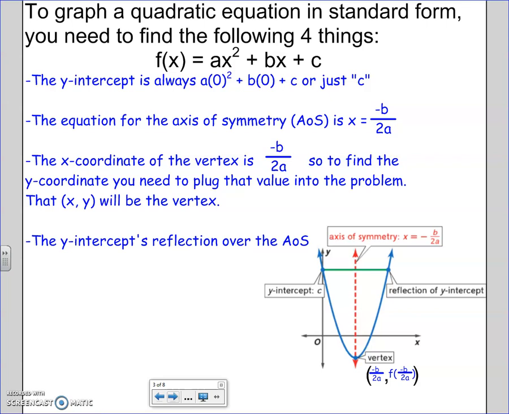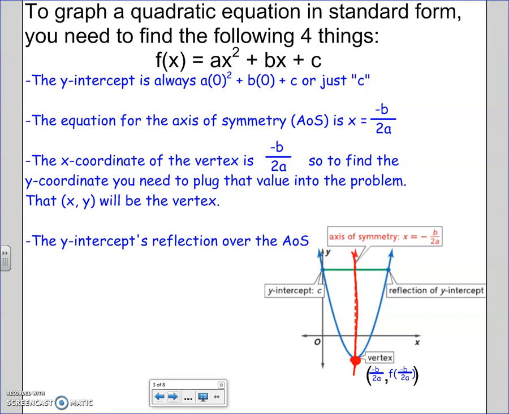Then we can find the vertex. The x-coordinate of the vertex is always on the axis of symmetry. So if you have this line, the vertex is somewhere on there. In this case, it's right here. So the x part of that vertex is still -b/2a. And once you know the x value, you plug it in to find the y value.